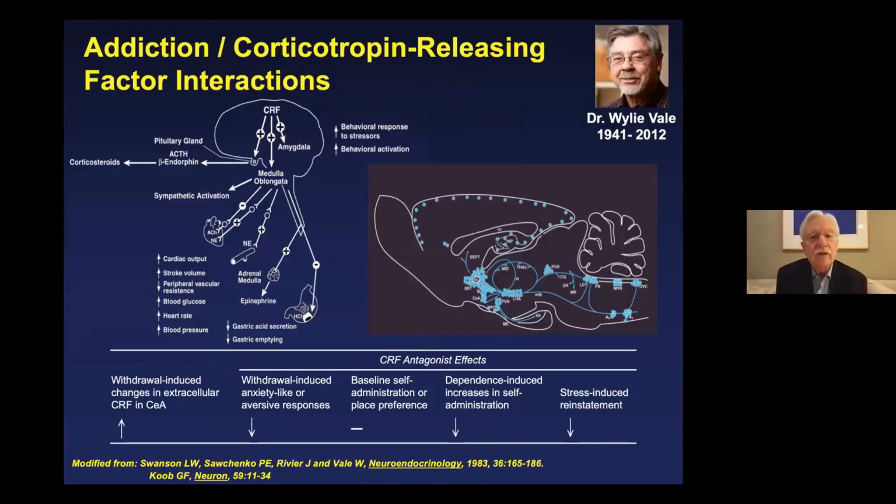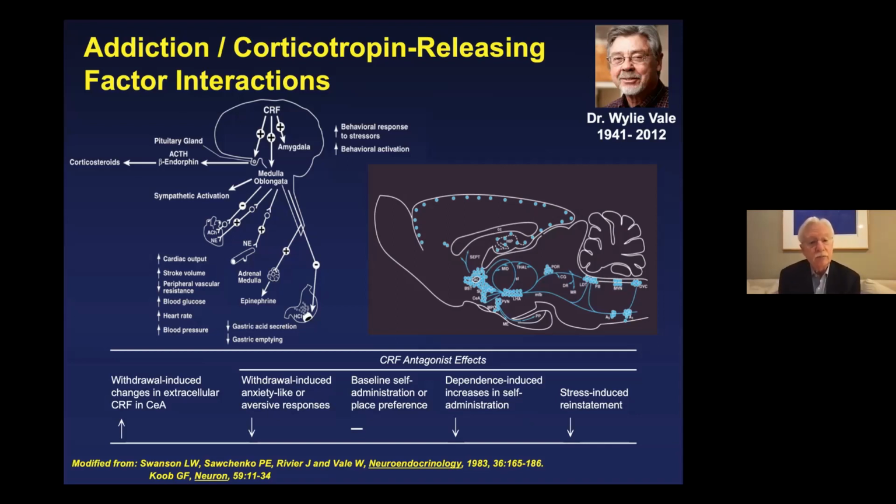What about the between-system neuroadaptations? Well, much work has gone into this in the alcohol field in a whole series of domains at this point. One of the prominent ones was the identification in 1981 by Wylie Vale and the group at the Salk Institute that CRF, corticotropin-releasing factor, is a neuropeptide in the brain that drives not only the pituitary-adrenal response to stress, not only the sympathetic nervous system response to stress, but also behavioral responses to stressors.